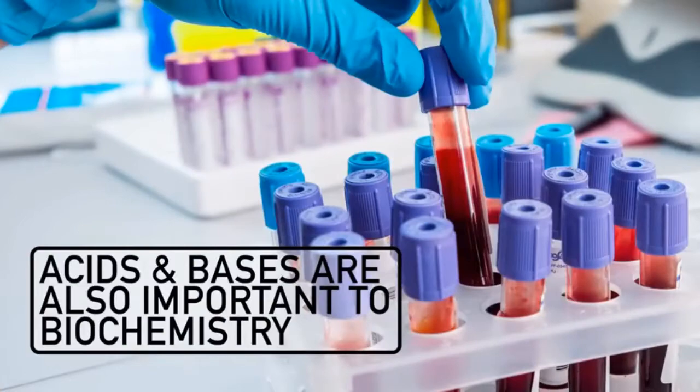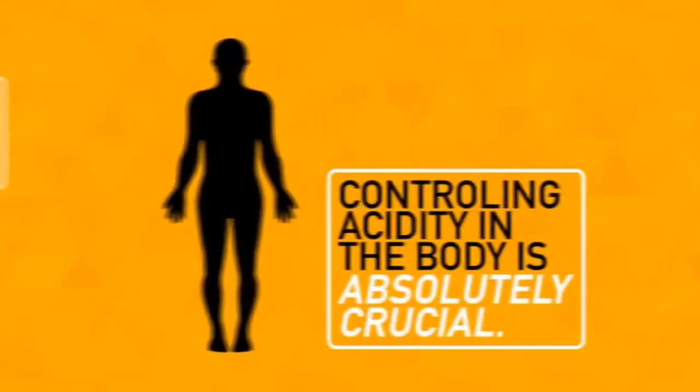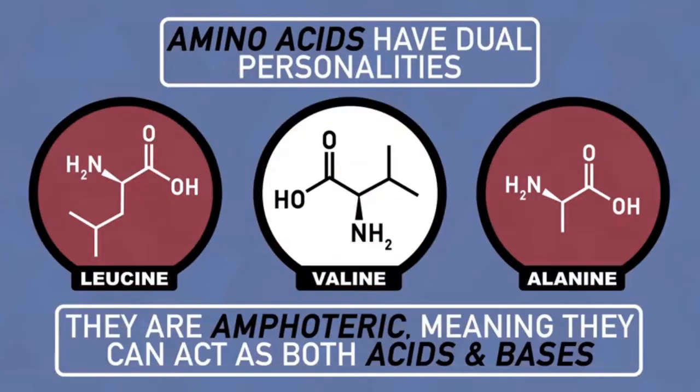Acids and bases are also very important in biochemistry. Many biological processes are sensitive to the pH of the surroundings, so controlling acidity in the body is crucial. Some biologically important molecules like amino acids have dual personalities. They're said to be amphoteric, which means that they can act as both acids and bases.